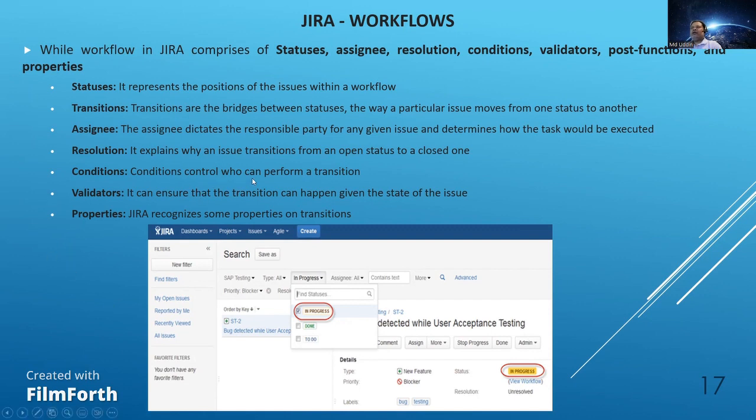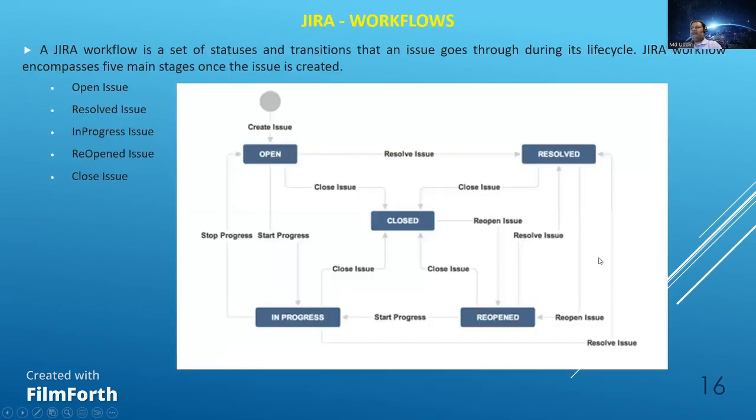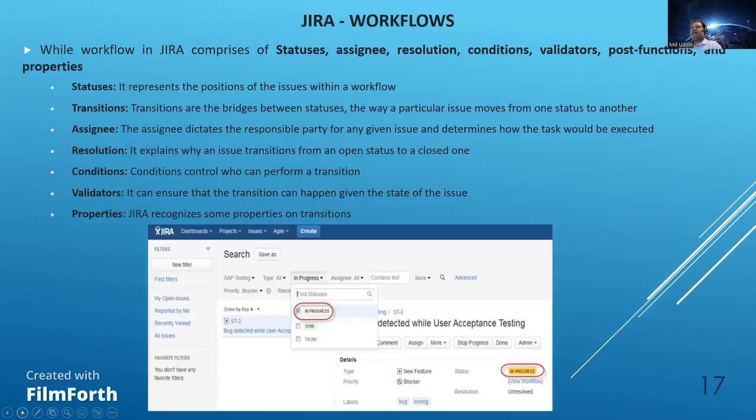The condition controls who can perform the transitions. It's like a conditional loop, right? If you create an issue, you can put a condition: if this condition is met, then it will be closed. Otherwise, it should not be closed. So those are like conditional statuses. Validators ensure that the transition can happen given the status of the issue, like who validates whether the issue has been resolved or not. It's like when you're doing retesting, you are validating.